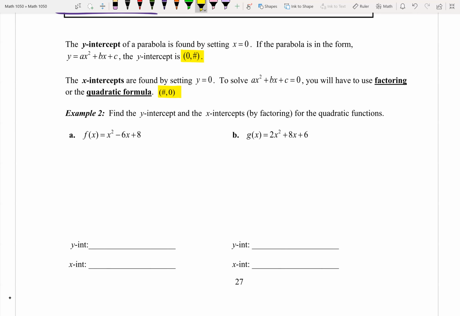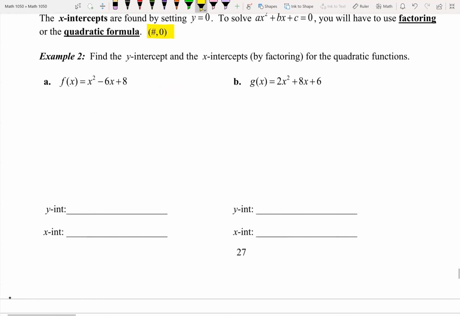Sometimes you're going to have to factor. You guys know how to do all those things already. Okay? Okay, let's go ahead and do question 2A.